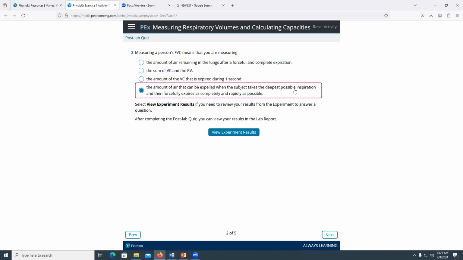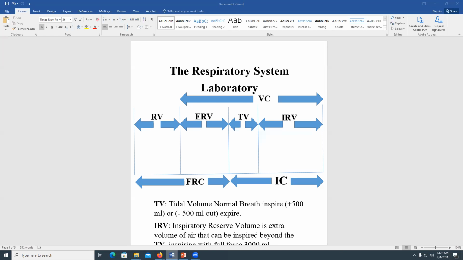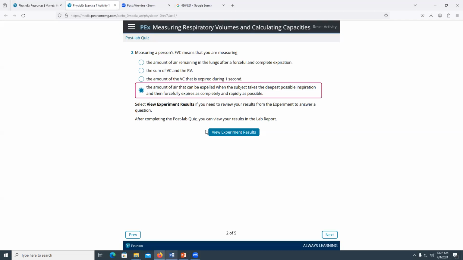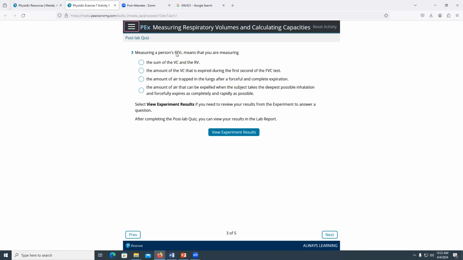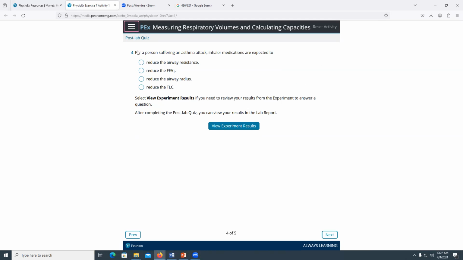So that makes this the amount of air that can be expelled when the subject takes the deepest possible inspiration, inspiratory reserve volume, and then forcefully expels everything out as rapidly as possible. Yes, that's true. Next, measuring a person for vital capacity in the first second means the amount of vital capacity expired in the first second. Excellent.